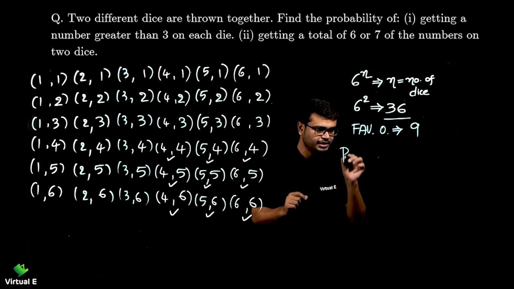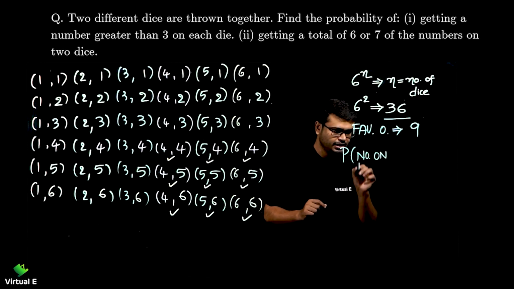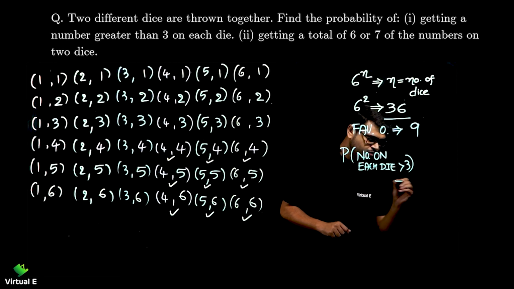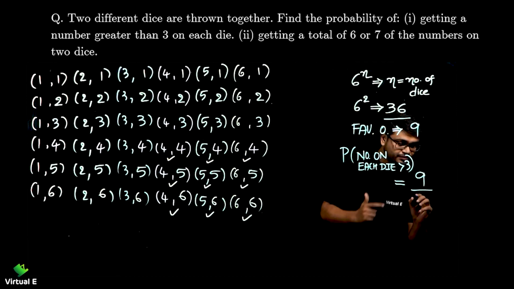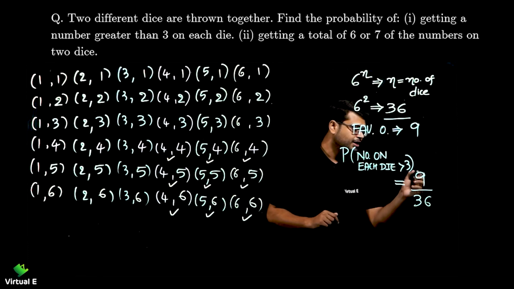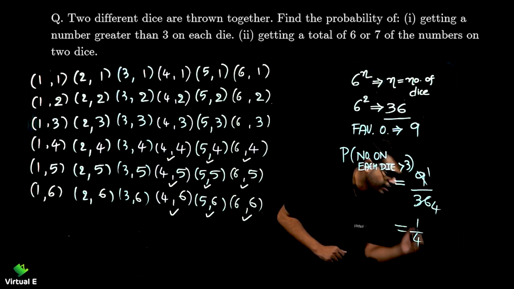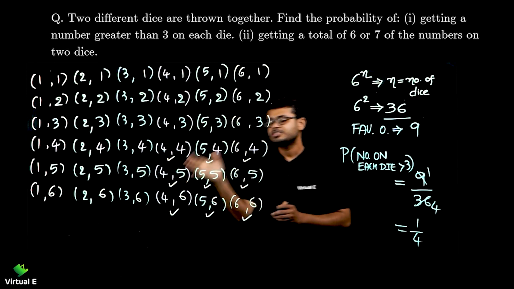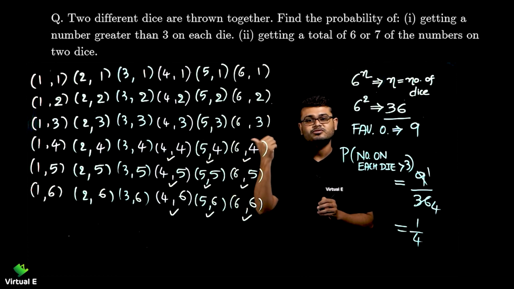So probability that the number on each die is more than 3 is equal to, what is the favorable outcome? 9. What is the total number of outcomes? 36. Cancelable, right? So 9 ones are 9, 9 fours are 36. So 1 upon 4 is the probability that the number on each die is more than 3. Simple. Remember, we only need to talk about the numbers more than 3, that is 4, 5 and 6.